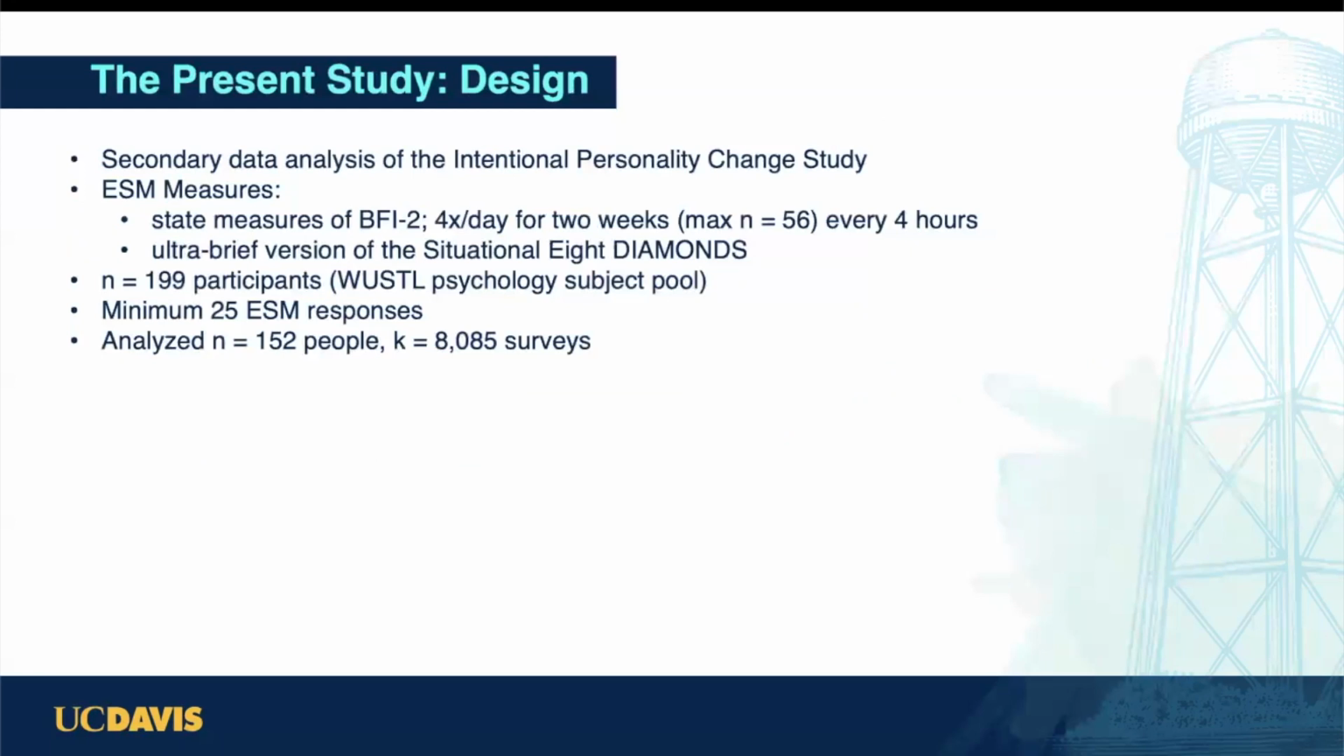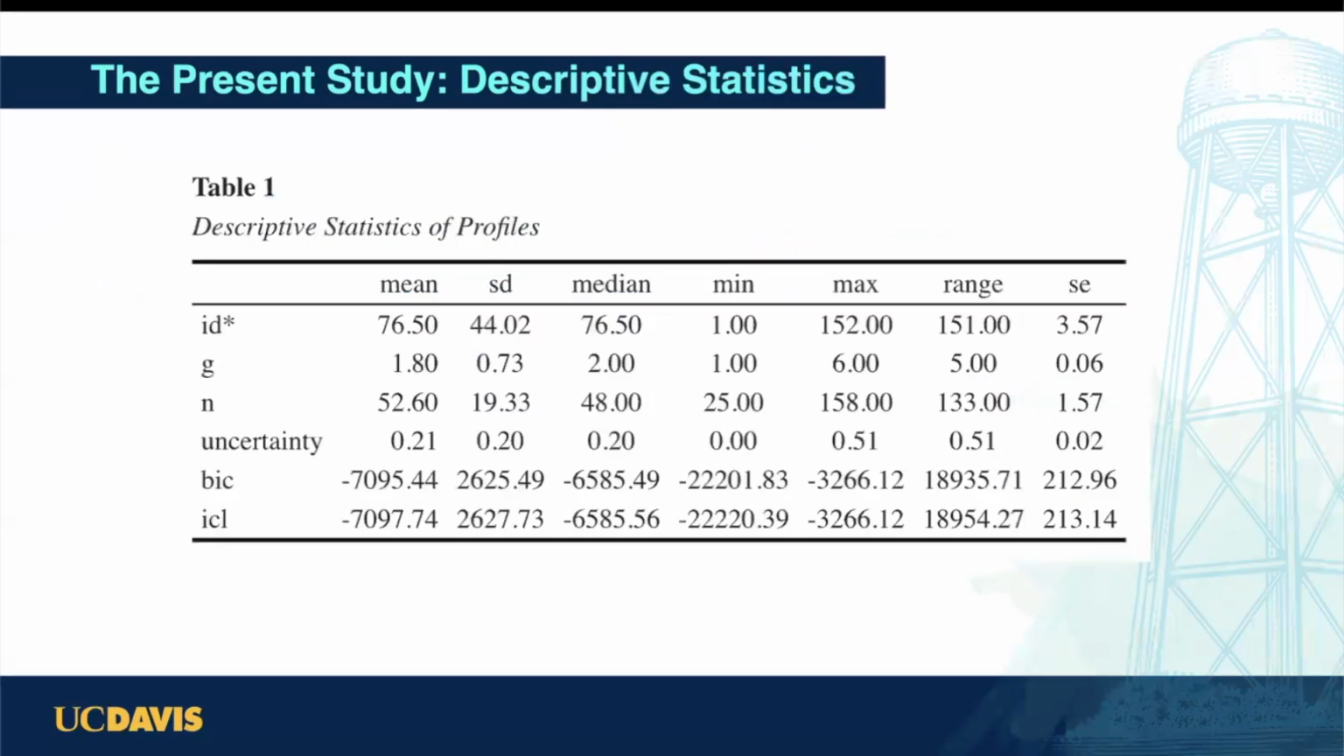This is the present study and its design, and I've tried to record this before and went way over, so I'm going to leave this for you to read. And these are the descriptive statistics. It's a bit of a hodgepodge, but an important row to look at is G, and that's the number of profiles. So the median number of profiles is 2, but it ranged from 1 to 6.